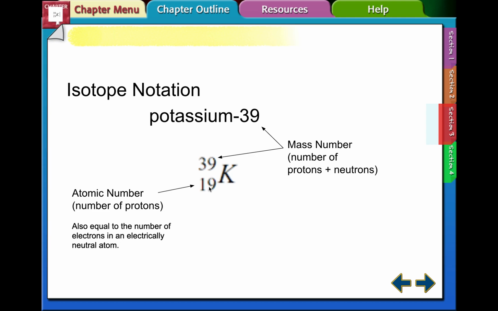So we can find the number of neutrons of this atom by taking our mass number and subtracting the atomic number from it. So if I take 39, subtract 19 from it, then I will get 20 total neutrons for this particular atom. So if I had asked you for the number of protons, neutrons, and electrons, we would have 19 protons, because that's the atomic number, 20 neutrons, because I take the mass number minus the atomic number, and then 19 electrons, because the atomic number is equal to the number of protons if it is electrically neutral.